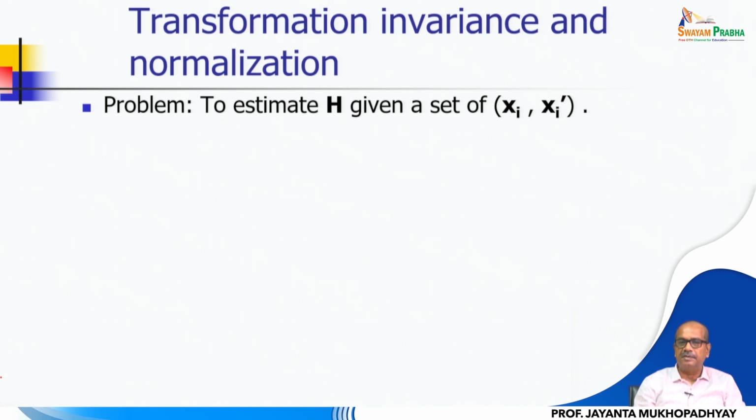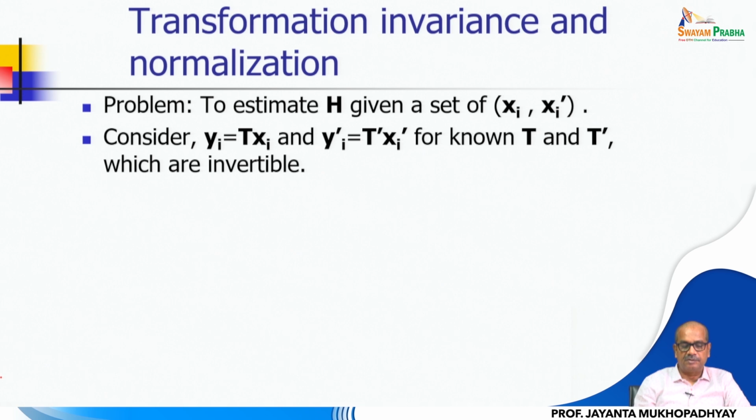Let us try to understand: suppose I apply transformation T on Xi and T prime on Xi prime, then what happens to the structure of H? Can I recover H from this? Suppose instead of estimating H from Xi and Xi prime, I estimate from Yi and Yi prime. Can I get H by knowing these two transformations?